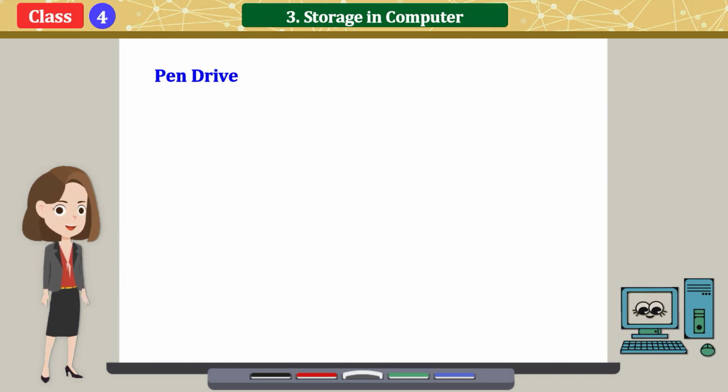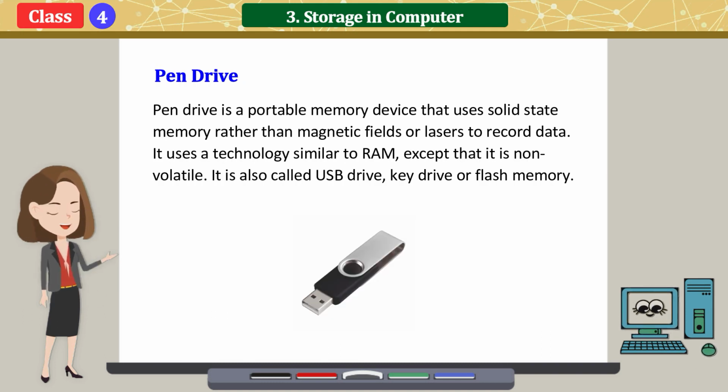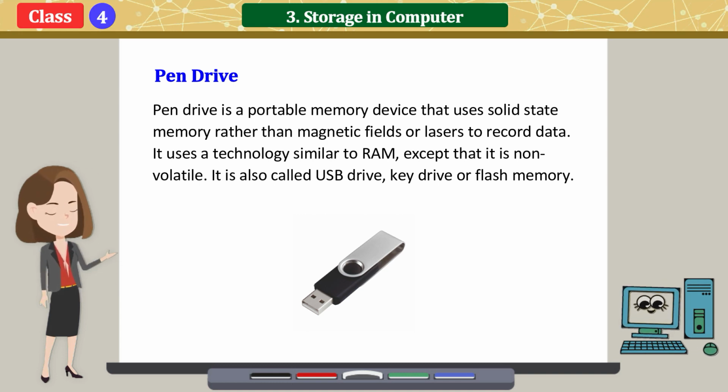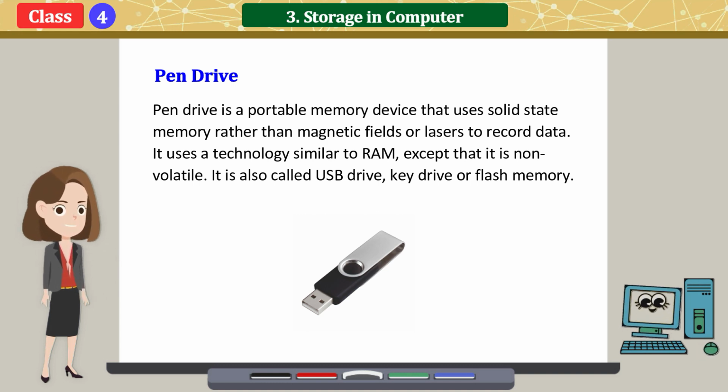Pen drive. A pen drive is a portable memory device that uses solid-state memory rather than magnetic fields or lasers to record data. It uses a technology similar to RAM, except that it is non-volatile. It is also called a USB drive, key drive or flash memory.